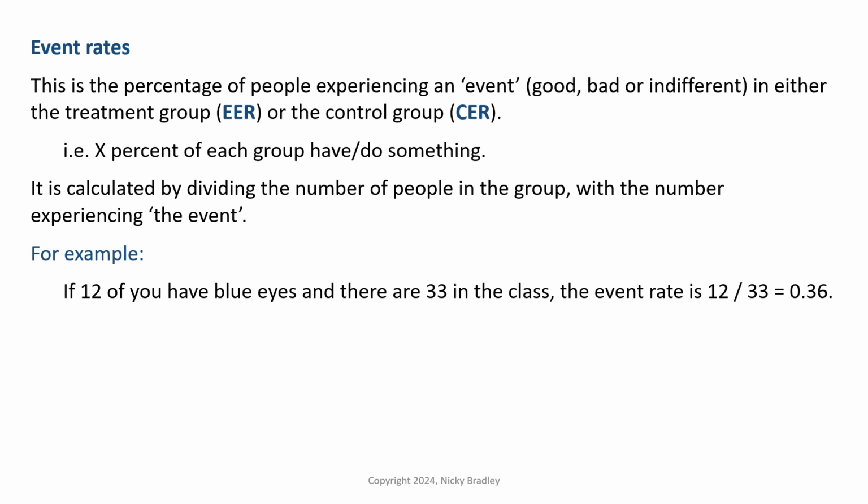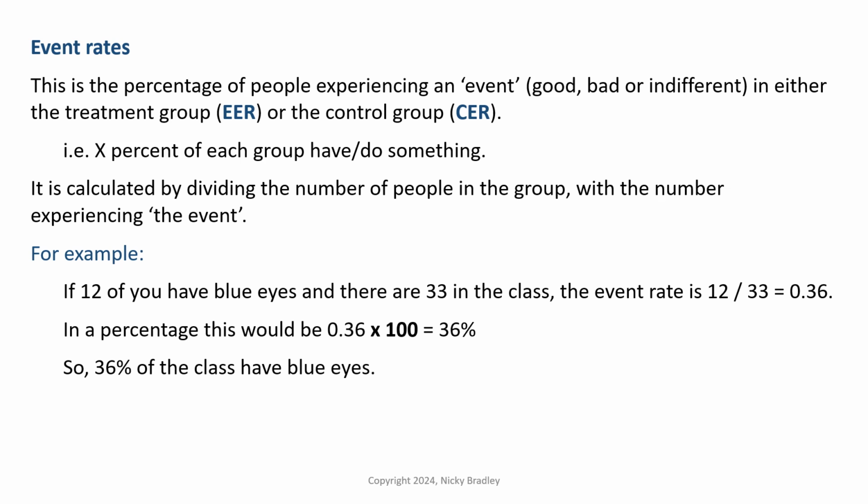Simple example: if 12 of you have blue eyes and there are 33 of you in the class, then we take that 12 and divide by the numbers in the class. So 12 divided by 33 is 0.36. So 0.36 of you have blue eyes. That doesn't really mean a lot, but if we put it into a percentage, it's slightly more meaningful. We take that 0.36 times 100, which gives us 36%. In other words, that simple calculation is telling us that 36% of the class have blue eyes.